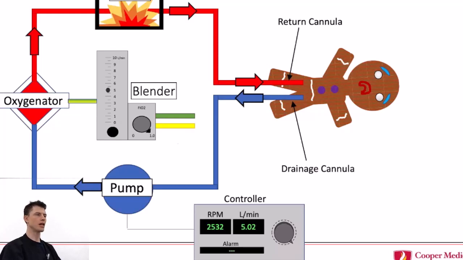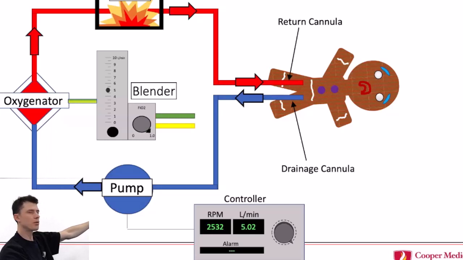So a drainage cannula can be in any kind of venous location, and then a return cannula could be in a vein, could be an artery, etc. So we look at our circuit, right? We have our drainage cannula that's being pulled towards our pump, and our pump is controlled by the controller. That's the biggest thing we see on the ECMO cart, where we're controlling the RPMs of the pump that's spinning, and ultimately that determines what the flow is based on the resistance throughout the circuit.